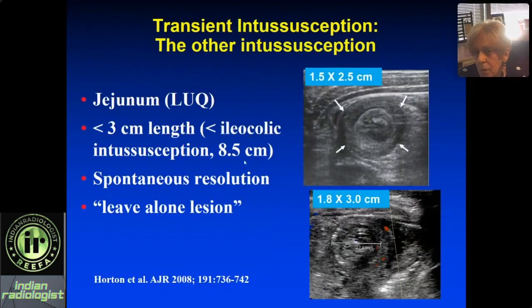So these patients had pain. We do look at the right lower quadrant, but we also look, as I mentioned, in the entire abdomen. If we don't find something in the right lower quadrant, this was in the left upper quadrant. It's a target appearance. It's an intussusception, it's small. Another one, it's small. Those are transient intussusceptions. We feel comfortable with that. We leave it alone.